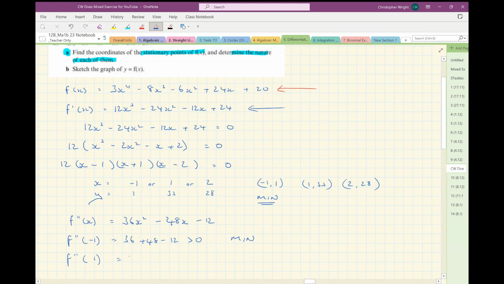Well, when x is 1, I'm going to have 36 minus 48 minus 12. So when x is 1, the second differential is negative, and I'm dealing with a maximum. So that's a maximum there.